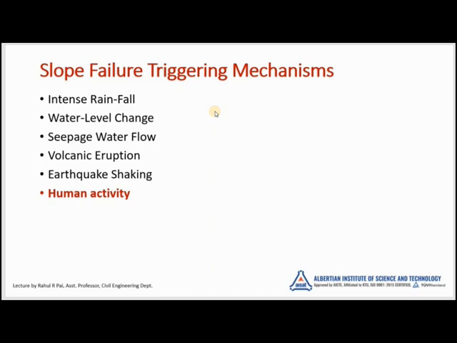Water level change is always happening in earthen dams. The fluctuation in water level can lead to slope failure of dams. Then another factor is seepage through dams. If the foundation soil seeps, that can lead to slope failure of that particular earthen dam. Volcanic eruptions, the tremors from a volcanic eruption, can cause slope failure. Earthquakes, and also obviously human activities. Whenever we do excessive quarrying, that eventually leads to massive slope failures. So these are all the triggering mechanisms of slope failure.